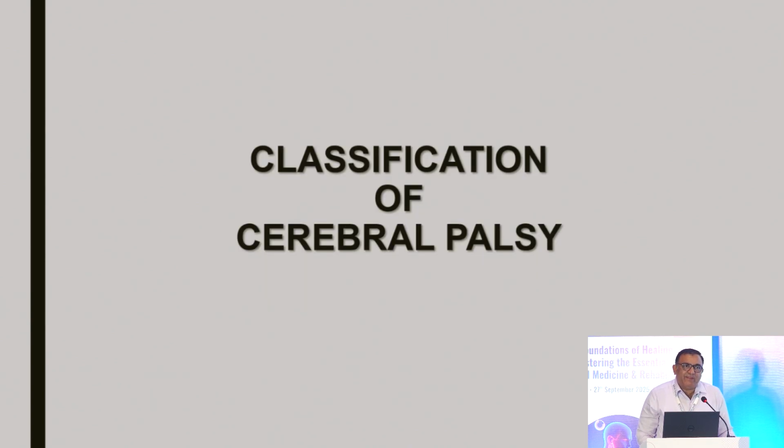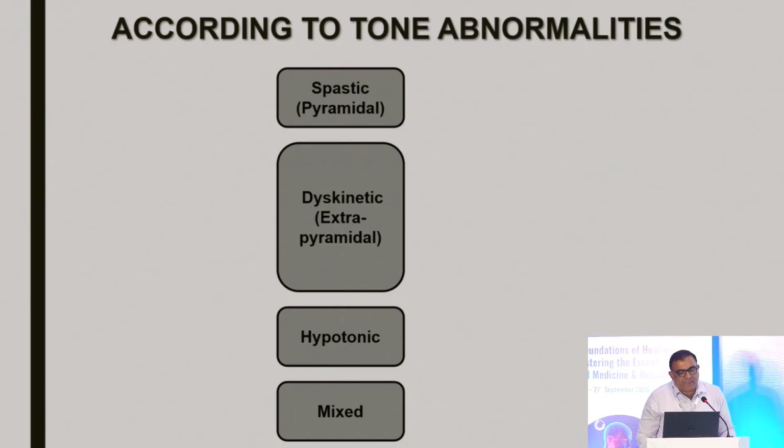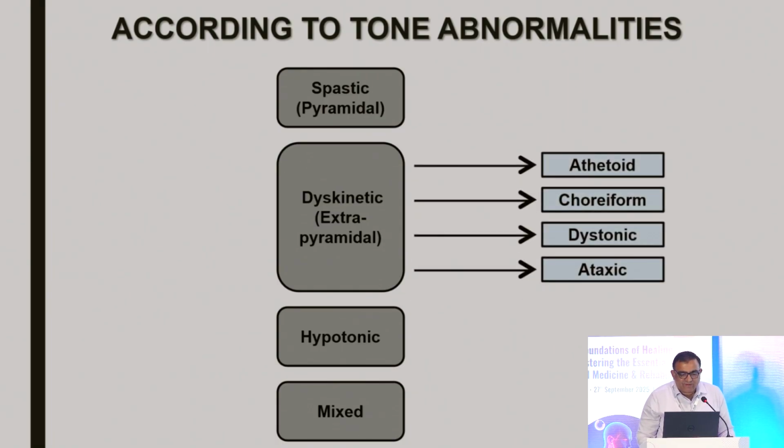Classification of CP, we can classify CP in various ways. The most commonly used conventional method of classifying CP is based on the tone. We have the spastic CP, which is the most common. 80% of the CP cases are spastic. Then we have dyskinetic CP, which accounts for the remaining 20% of the cases. Again, dyskinetic CP can be athetoid, choreiform, dystonic or ataxic. Hypotonic, which is very rare, and then we have mixed. Many centers in India are now saying that the most common type of CP they see is not the spastic one, it is the mixed one, where we see spasticity and an element of dystonia.